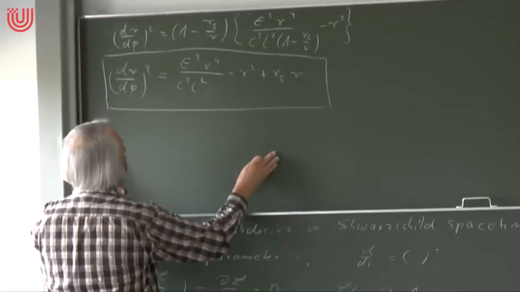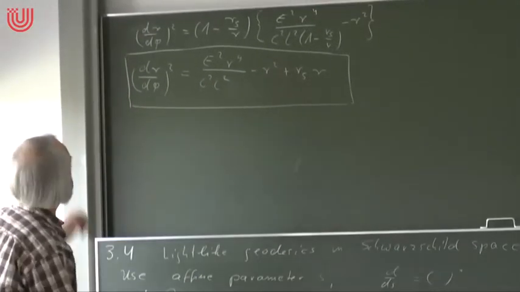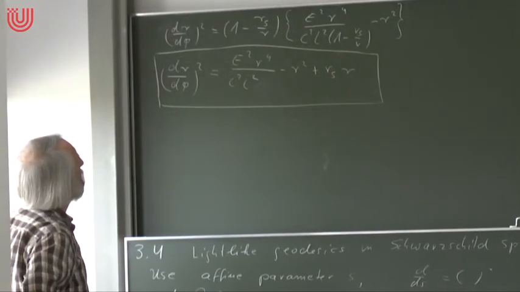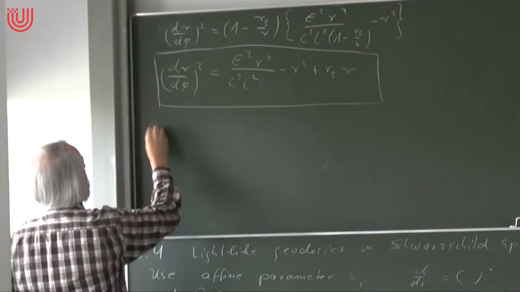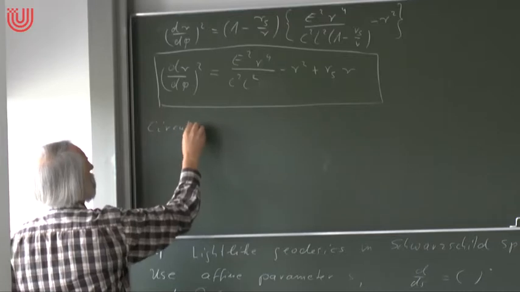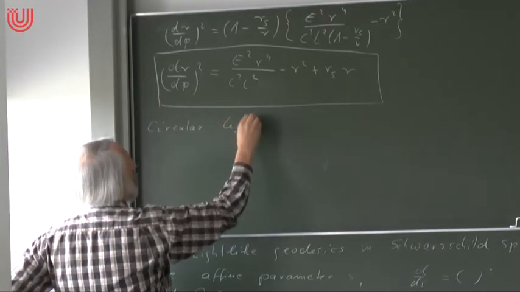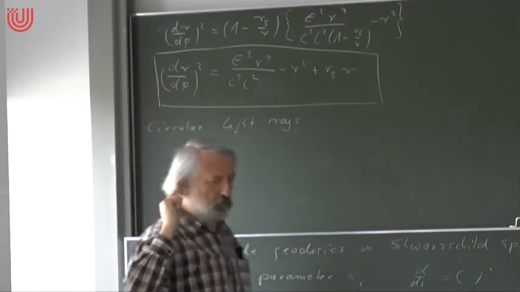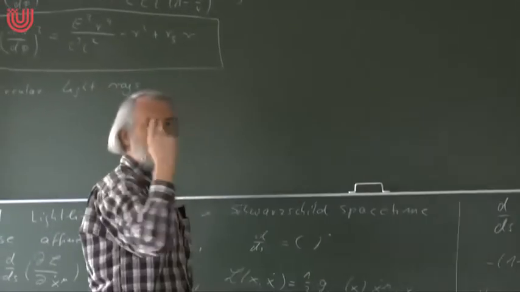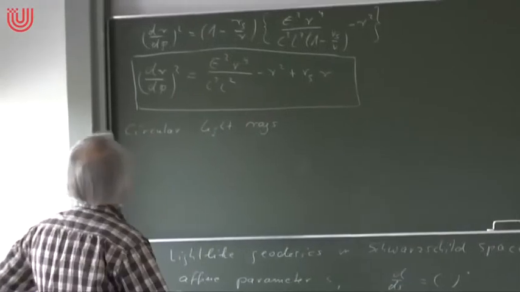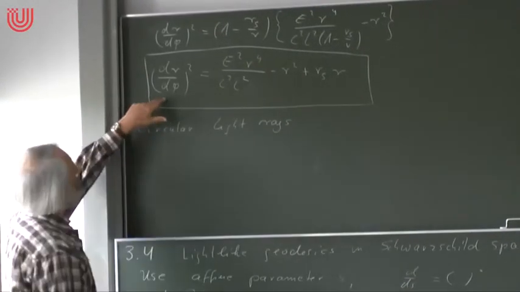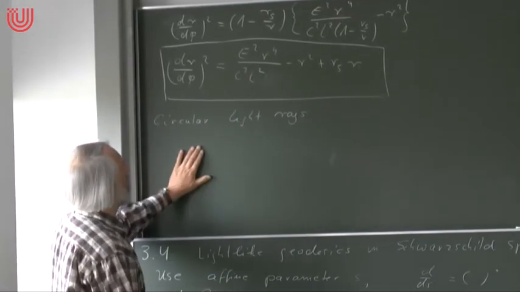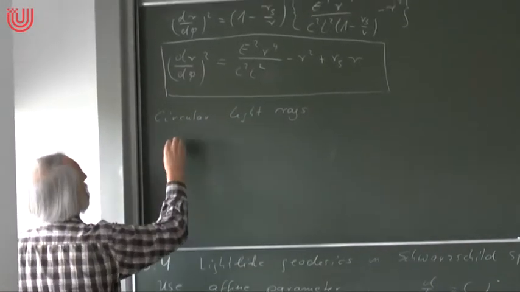Okay, so what can we do with this equation? Well, we can discuss all kinds of motion of light rays. The first thing we want to discuss is circular light rays. So is it possible for a light ray to stay on a circle r equal constant? Obviously then we must have dr by d phi equal 0 and also the derivative of this equal to 0.